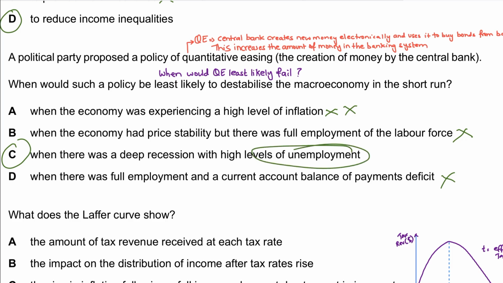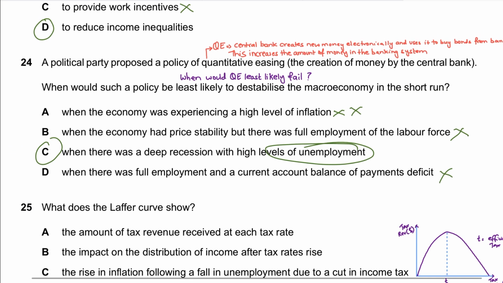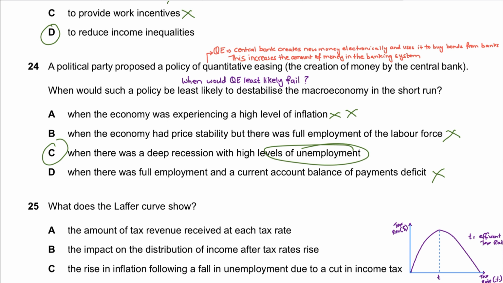Because in a deep recession, unemployment is very high, factories are underutilized, and aggregate demand is excessively weak. Therefore, when you increase spending through quantitative easing, that is likely to raise the output and employment rather than cause inflation. So it won't destabilize the economy. It will actually make the economy more stable. It will increase employment and national income without creating inflation. That is why 24C is the correct answer.